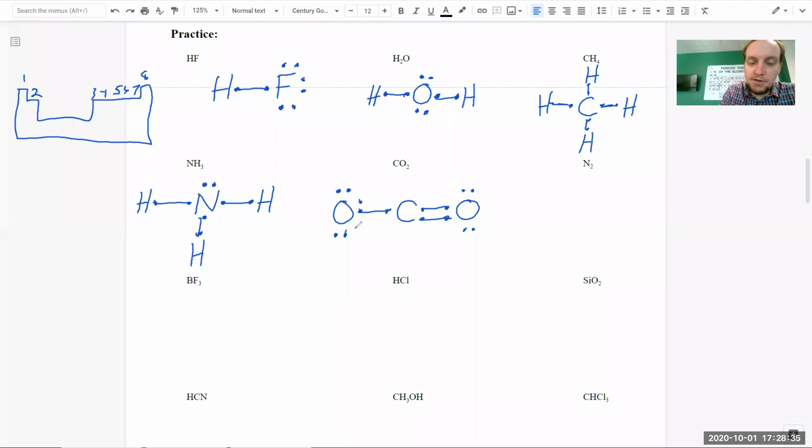So now I'm going to move that one there. It still has its 6. I'm going to move this one here so it still has its 4. It looks a little sloppy, but there you go. There's carbon dioxide. Again, just so you can see it, here are the 8 for the carbon.